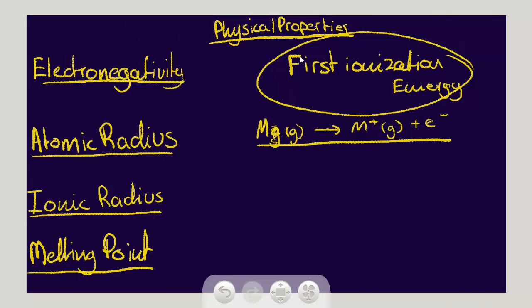Then the following physical property is ionic radius. Ionic radius is slightly different because it's the measure of the size of an ion. And of course, ions are different to atoms because ions are charged particles, whereas atoms are the neutral or non-charged versions of the element. There's a key rule of thumb to remember for ionic radius, and that is the ionic radius of positive ions are smaller than their atomic radius, whereas the ionic radius of negative ions are greater than the atomic radii.